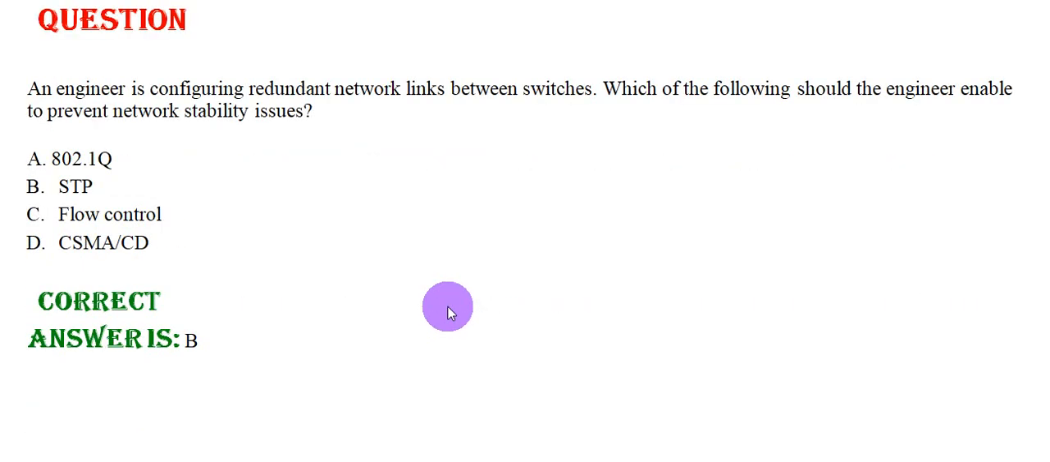An engineer is configuring redundant network links between switches. Which of the following should the engineer enable to prevent network stability issues? Option A, 802.1Q. Option B, STP. Option C, flow control. Option D, CSMA/CD. The correct answer is option B.